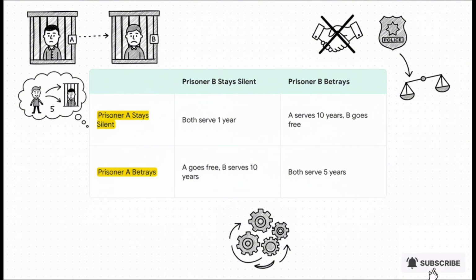So, put yourself in prisoner A's shoes. He's thinking, okay, if B stays quiet, my best move is to betray him so I walk free. And if B betrays me, my best move is still to betray him so I only get 5 years instead of 10. Meanwhile, prisoner B is in the next room doing the exact same math.